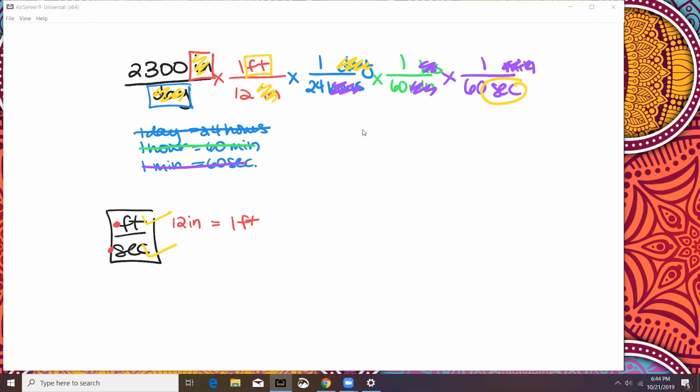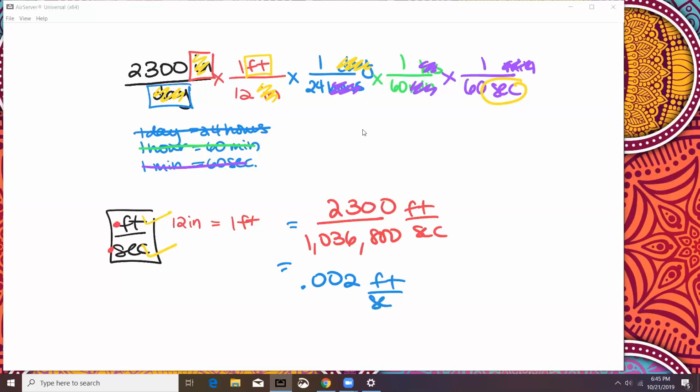All right, so now I'm going to multiply the entire top row together, and I'm going to multiply the entire bottom row together. So 2,300 times 1 times 1 times 1 times 1 is simply 2,300. All right, then the bottom, we have 12 times 24 times 60 times 60, which is a big old number, 1,036,800. All right, and then we had feet per second. Those were our units. So when I simplify this, we're going to get a really small number. We get 0.00, and I'm just going to round it to 2 feet per second.